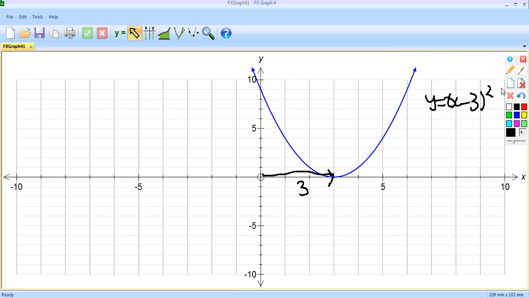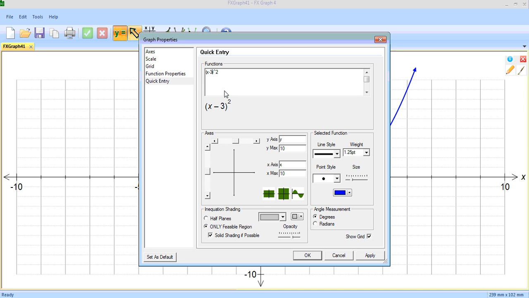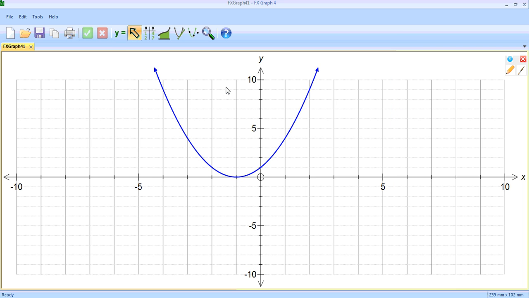Alright, let's have a look at doing another graph. How about something like plus 1, and let's see what that does. That has moved it to the left 1 space. So if I've got y equals x plus 1 squared, this bit here moves it to the left. Okay, so how do we actually move things up and down?